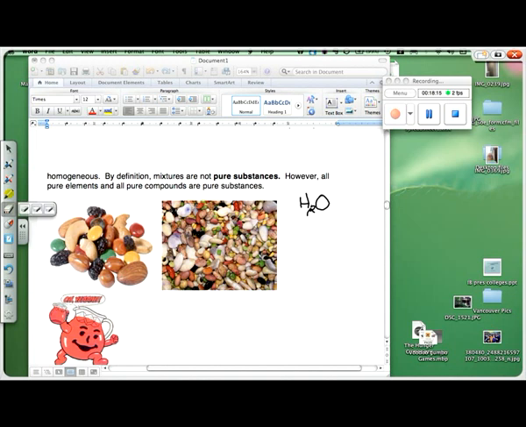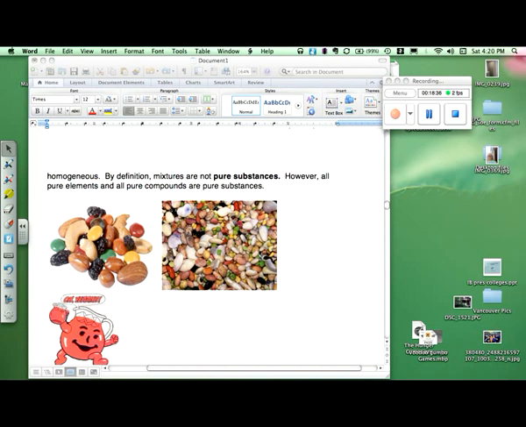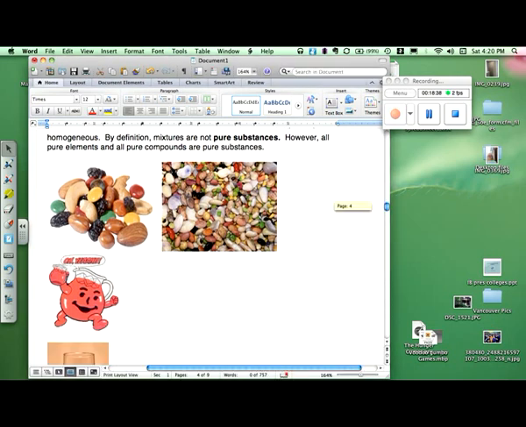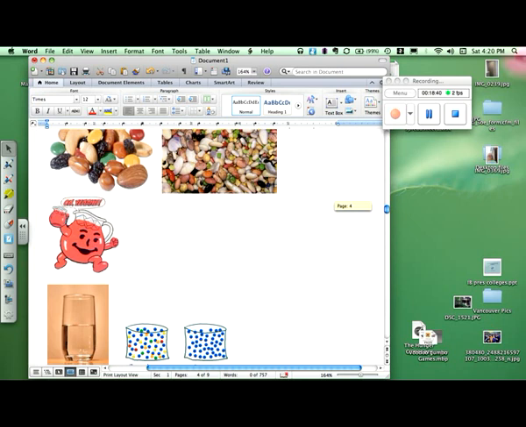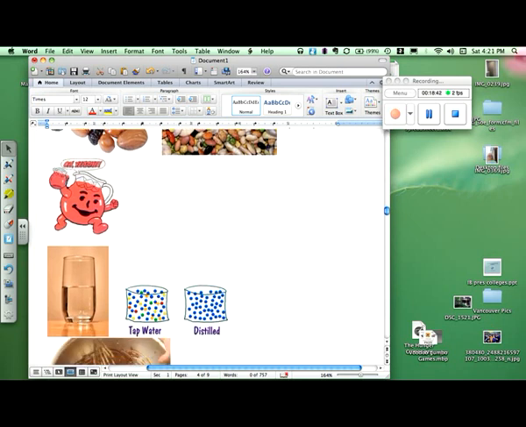They are chemically bonded together, so we don't call them mixtures. Those are pure substances. What I have pictured here are some very obvious heterogeneous mixtures, these first two. And then I just love the Kool-Aid Man. However, I couldn't find a picture of Kool-Aid. I wasn't really looking for it, but I was looking for a picture of a homogeneous mixture.